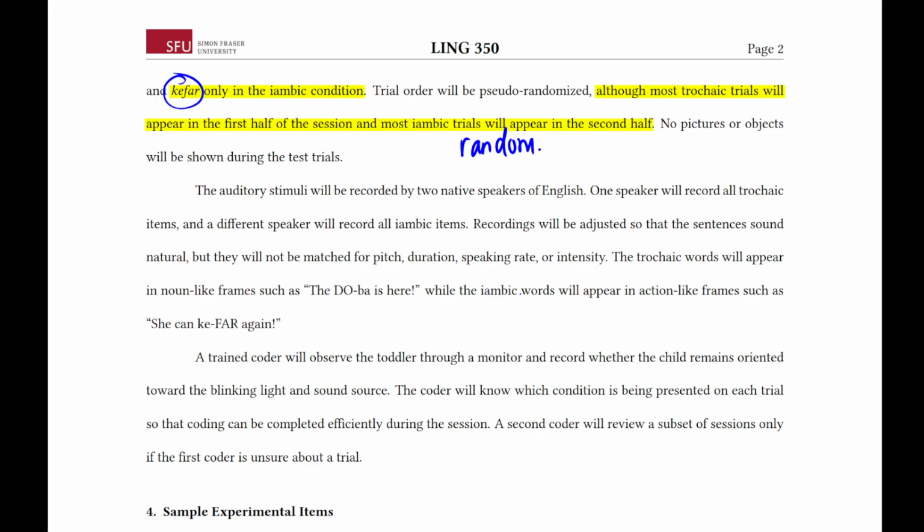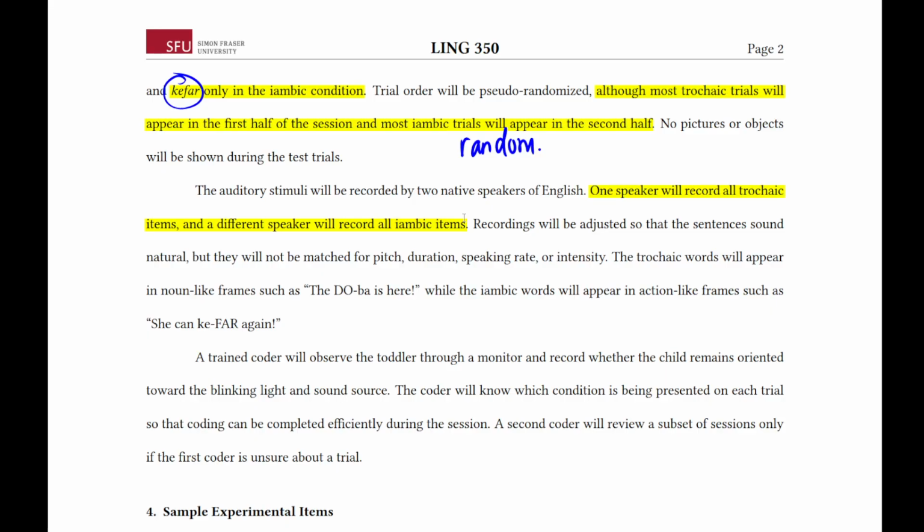The auditory stimuli will be recorded by two native speakers of English. This is not problematic on its own if they have very similar qualities, or if you're testing differences between speakers to see if it's just a speaker that a child is picking up on or multiple. The problem comes with one speaker will record all trochaic items and a different one all iambic items. This is problematic because they could just be responding to the speaker and not to the difference in stress.